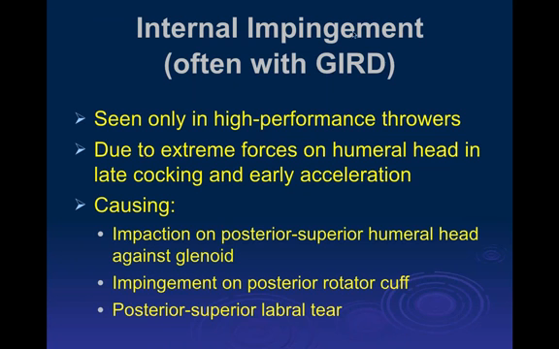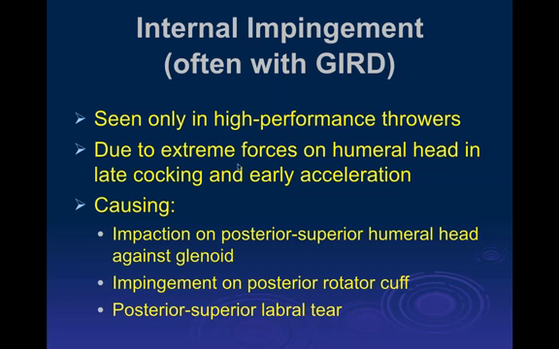Now, another form of impingement called internal impingement is often seen with high-performance throwers. There's a lot of controversy to this. This is often associated with GIRD, which is glenohumeral internal rotation deficit. And with this, we're really just talking about high-performance athletes, primarily pitchers and throwers.